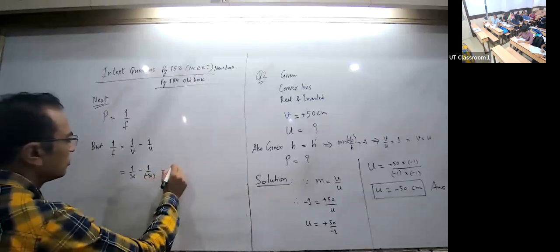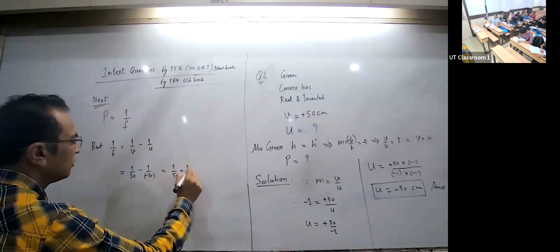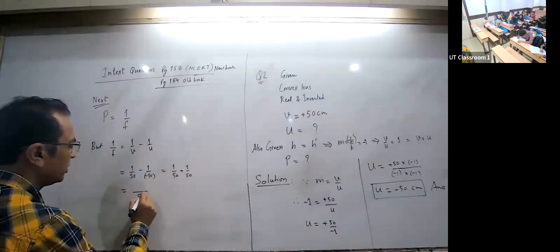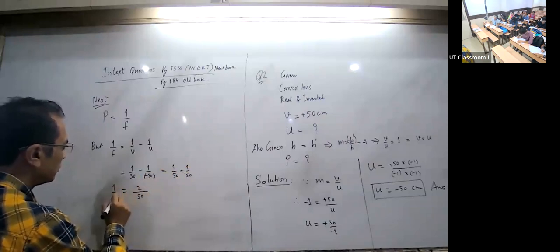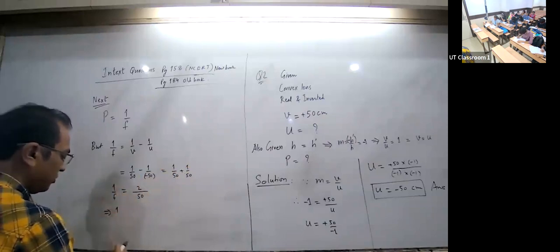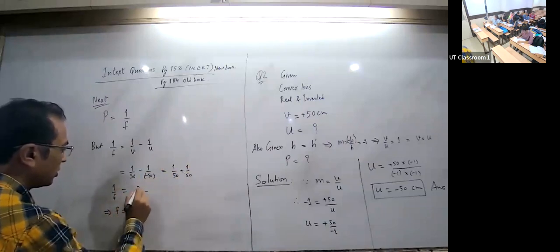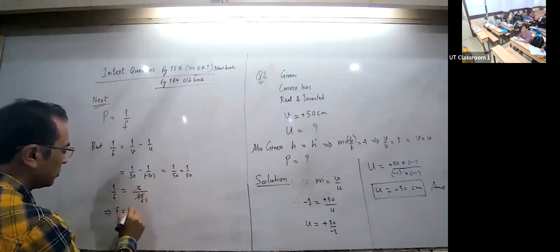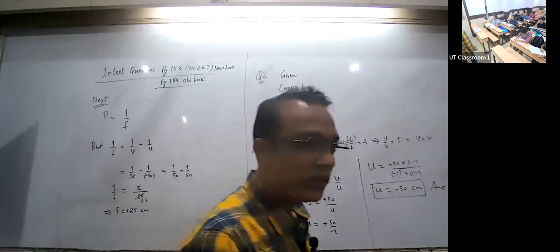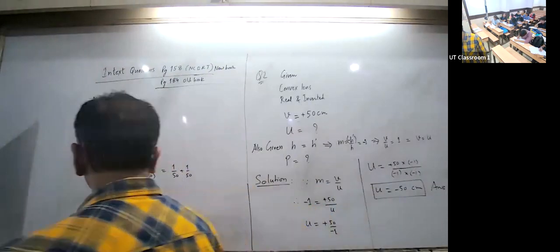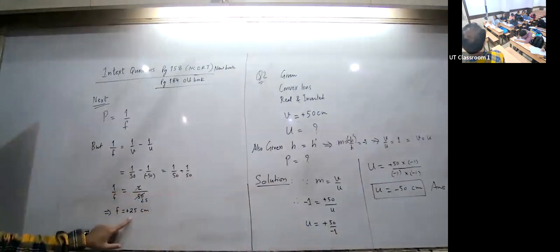So this is 1 by 50 plus 1 by 50. So common denominator, this is equal to 2 by 50. This gives 1 by F is equal to, take reciprocal now. 25 centimeter. Focal length is plus 25 centimeter. Was it expected? Because convex lens, so positive, right? So now power, therefore power. Now you have to convert. Before calculating power, you have to convert it in meters.